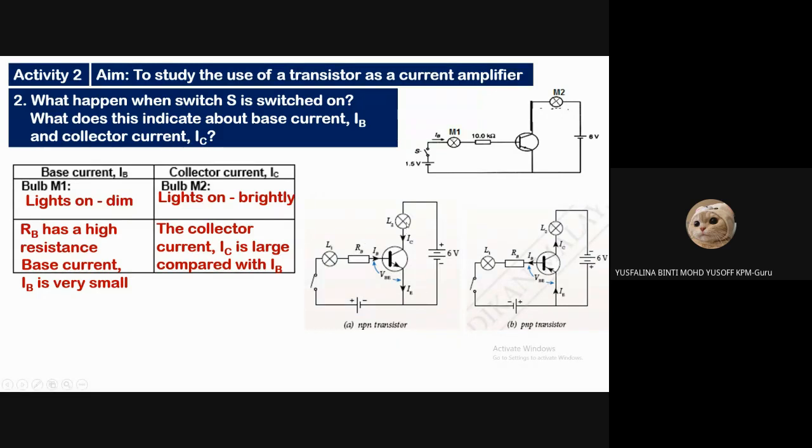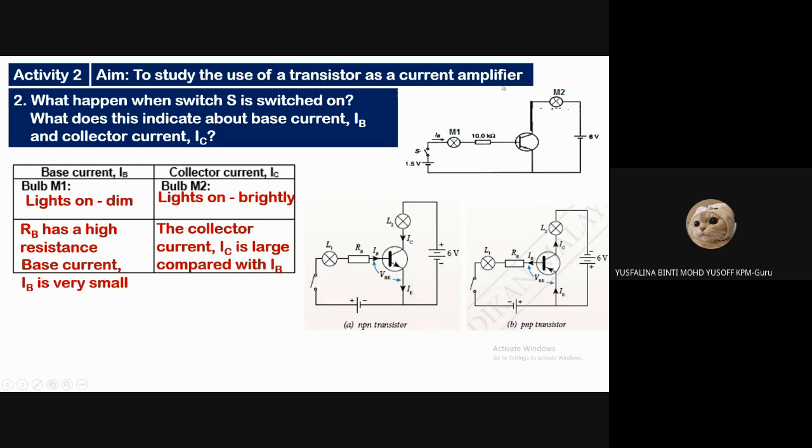So at L2, the collector circuit here, right? The collector current here, you can see the light is on brightly. Why? Because here the collector current is larger compared to IB. For example, let's say 1 ampere flows to IB, then it will be amplified.